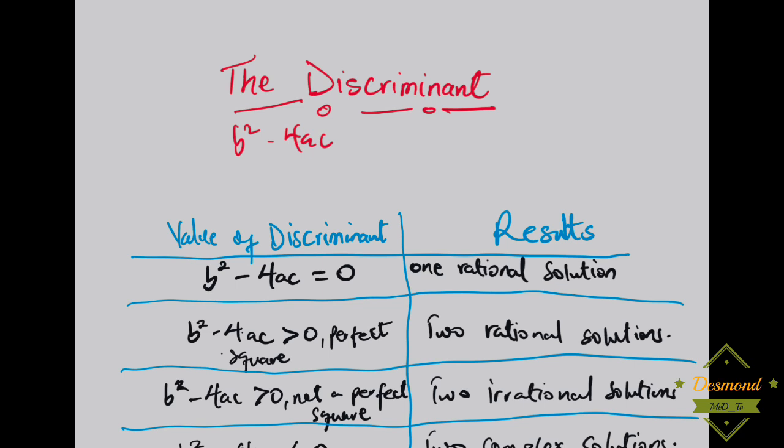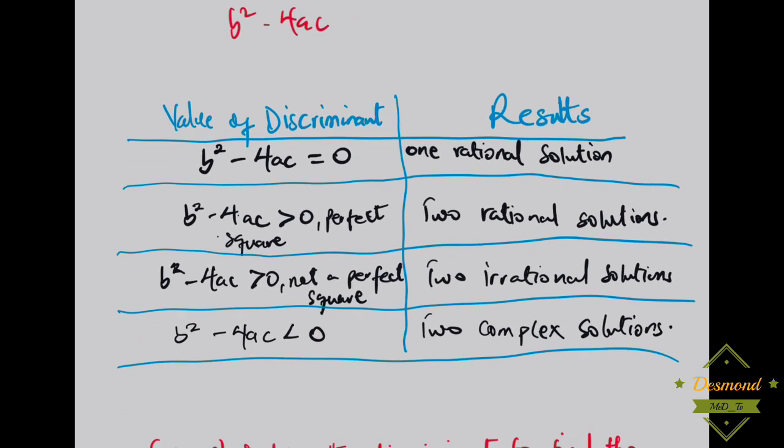This table is going to tell us the value of the discriminant and the corresponding solutions of a quadratic equation. So let's consider this table that I have here. When we put the values of b, a, and c in and get 0, then we get one rational solution, right?